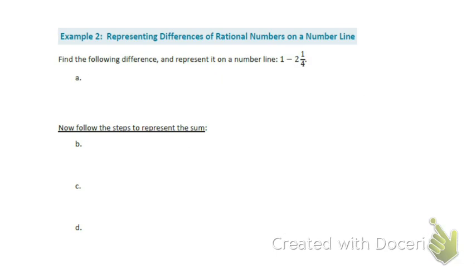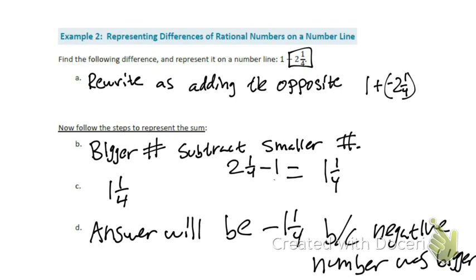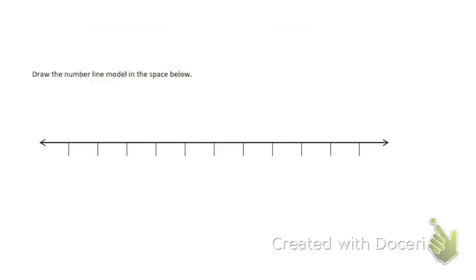Alright, so let's see. Wait, let's do the number line for that. 1 plus negative 2 1/4. Alright, we rewrote it as 1 plus negative 2 1/4.